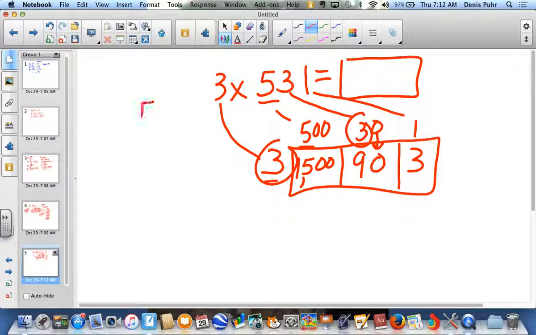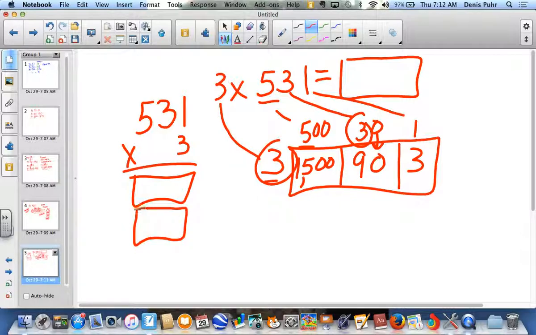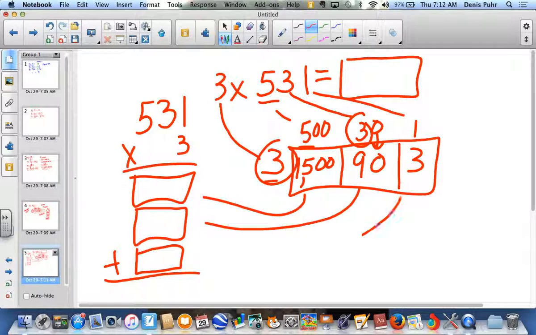And again, in some problems, you're going to see this: 531 times 3. They will place the partial products below. Again, product is the answer to a multiplication problem, and they will add them up. If you didn't do this, click pause and try it on your own. And you add them up, starting on the right. 3, 9 and 0 is 9, 5 and nothing is 5, and 1. 1,593.